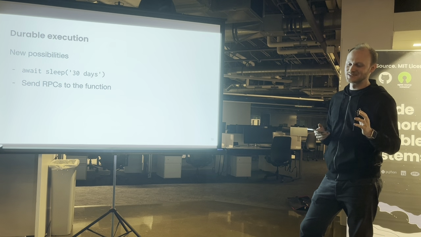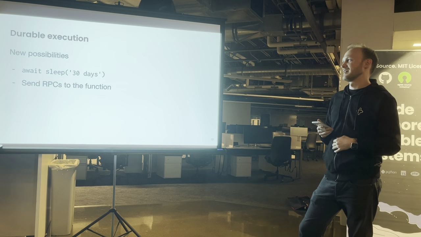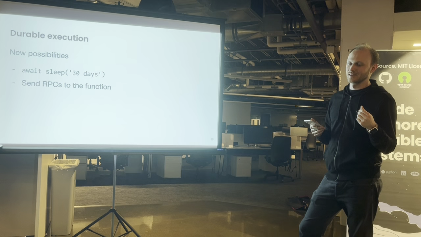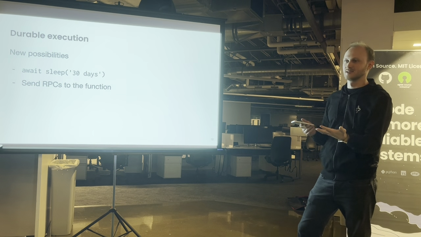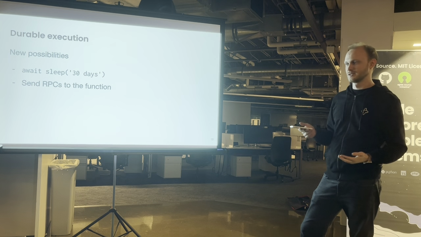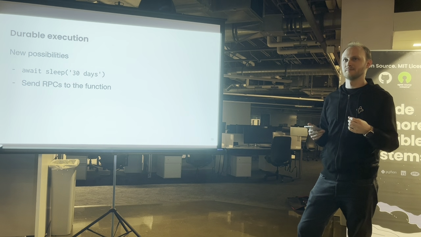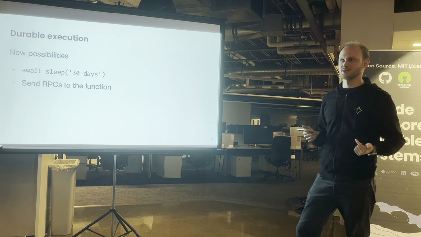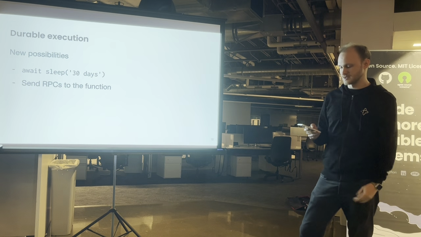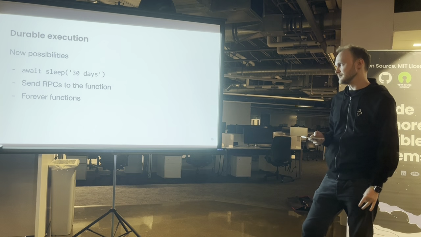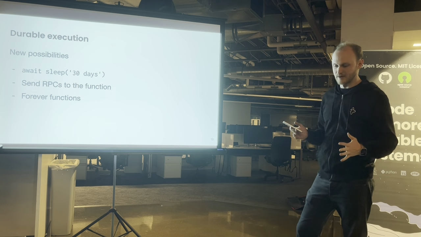So once we have these long-running functions, we want to be able to send RPCs to them. We want to figure out what their current state is. It's been like 5 days. What's going on, function? And we also might want to be able to give them further instructions. So we can send RPCs to durable functions. We can also have them run forever.